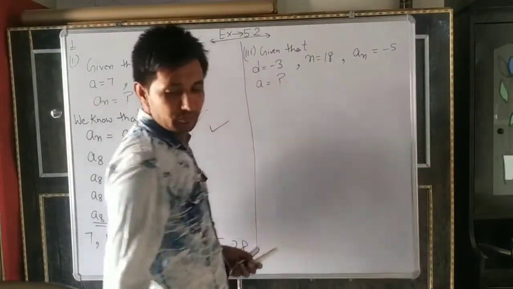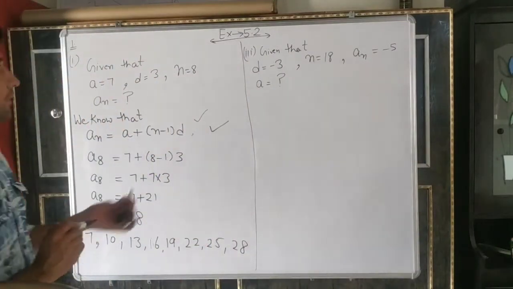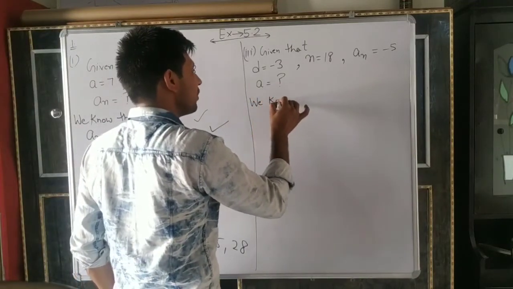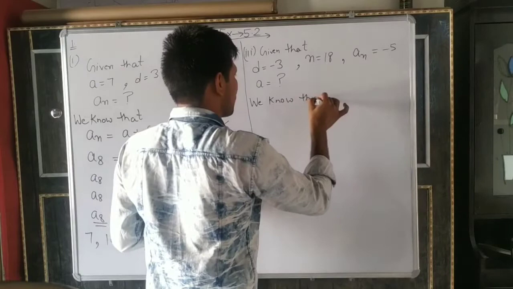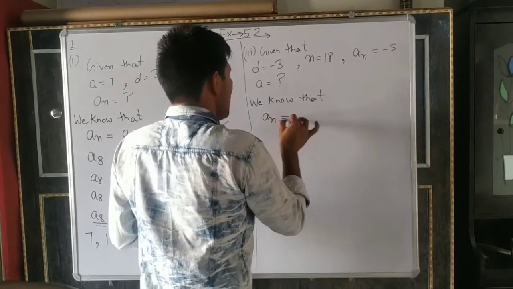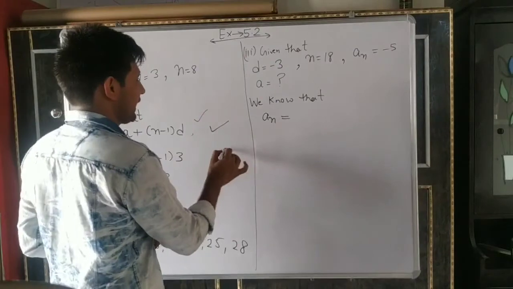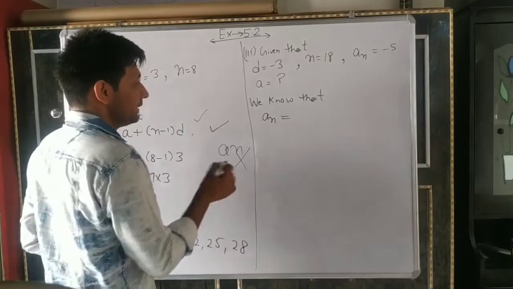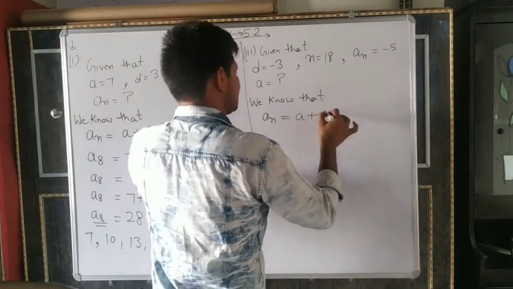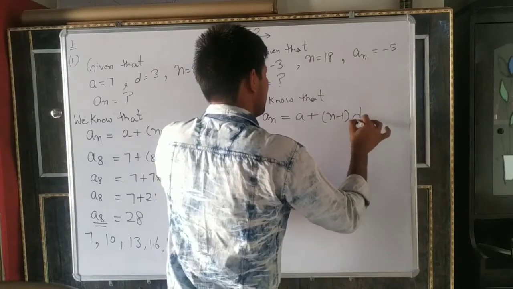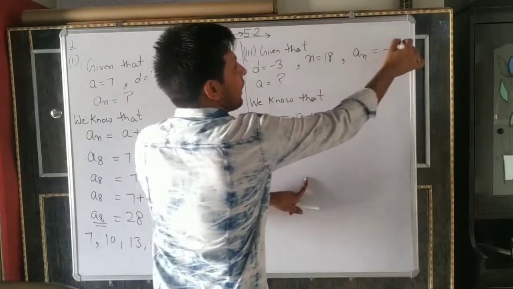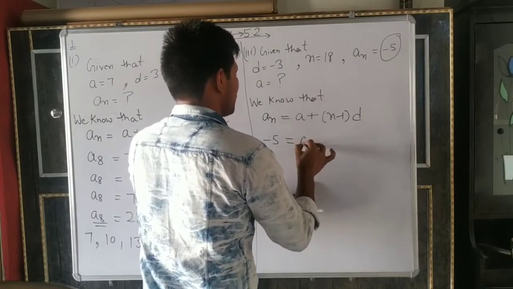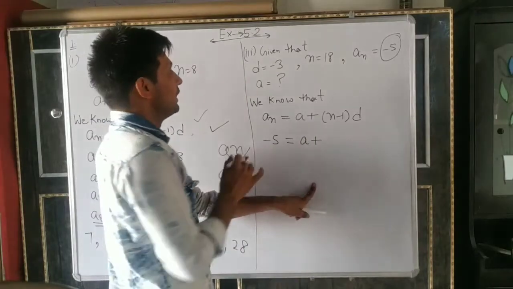Now look at here. Again, the third part. What we will write? Given that, what is given? Now we will write the formula. We know that, always write the formula first here. a_n, every time we will write. Don't write a_n like this, it is wrong. a and n downside. a_n equals a plus n minus 1 into d. What is the value of a_n? Minus 5. Equal to a, we want to find.